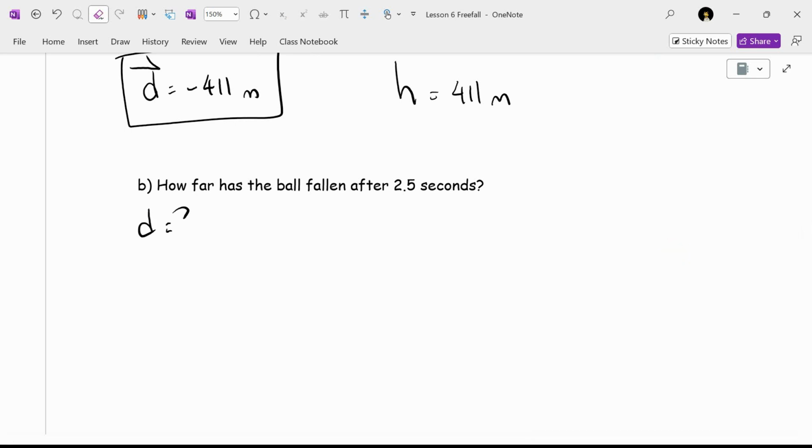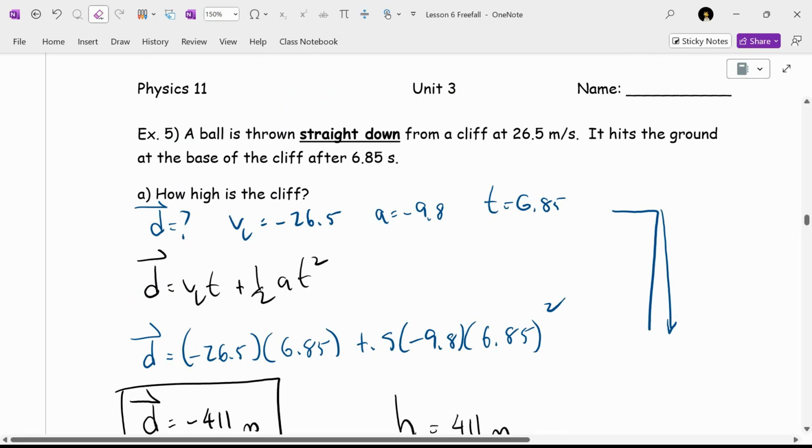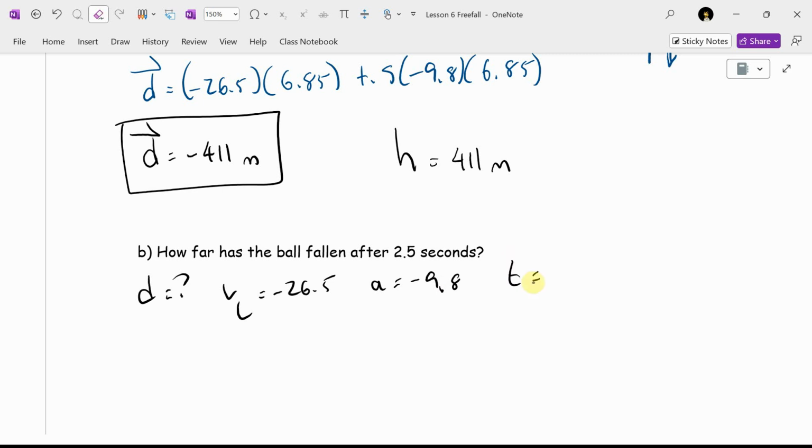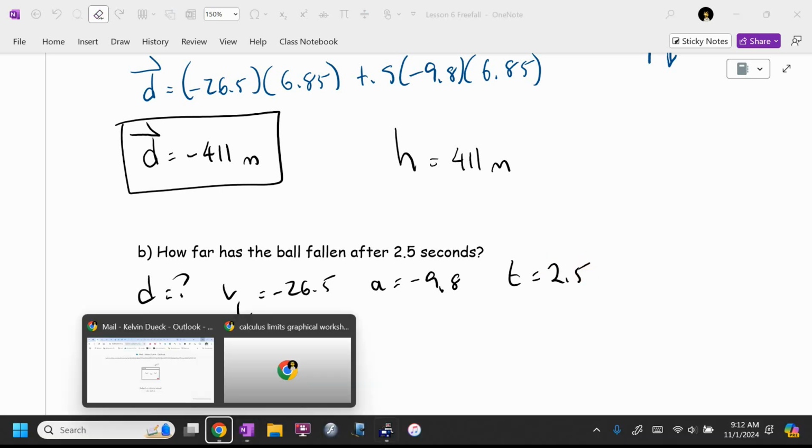D equals question mark. VI is still negative 26.5. A is still negative 9.8. What's the only thing that's changed? T. That equals 2.5. Now, here's what that means, by the way.